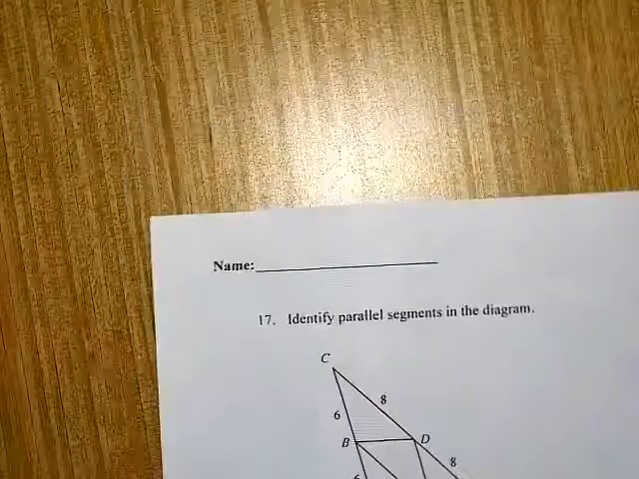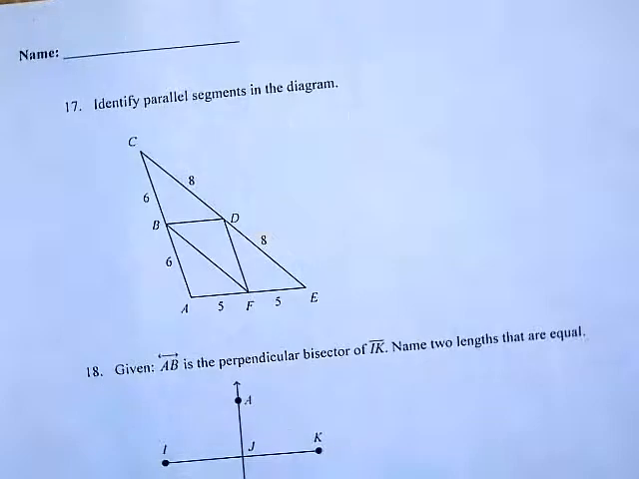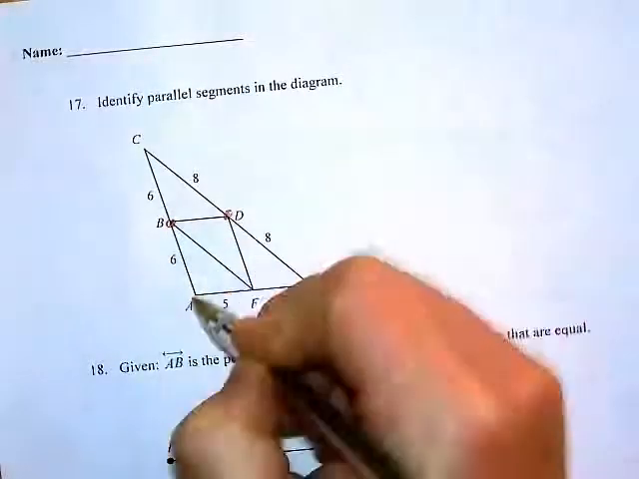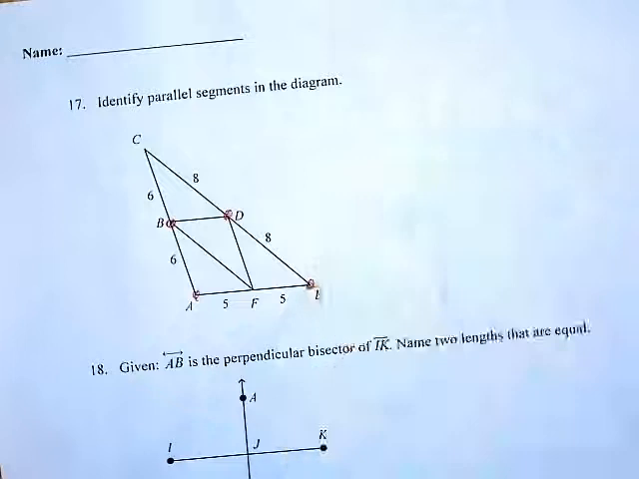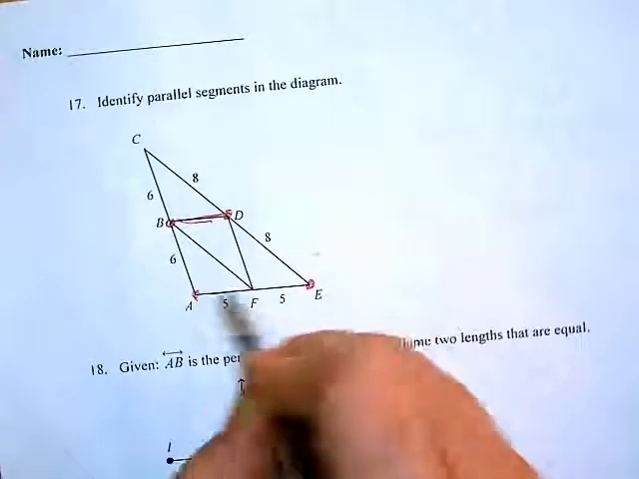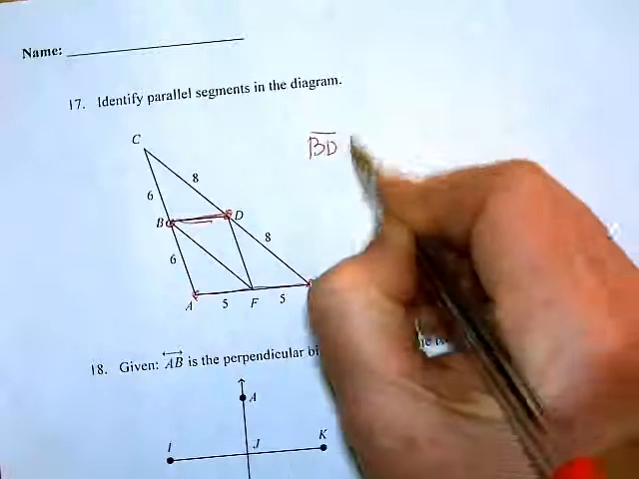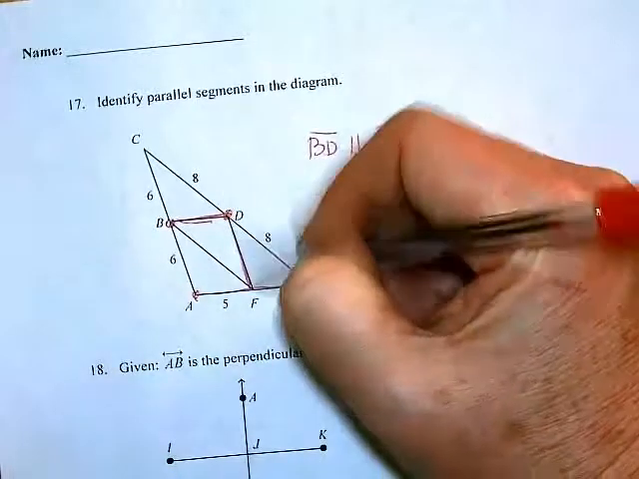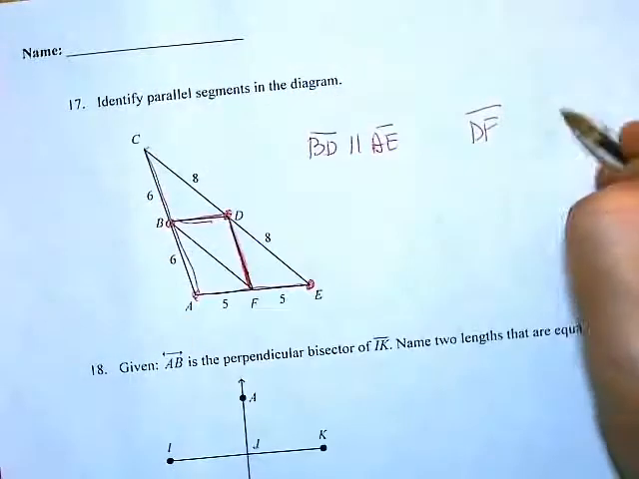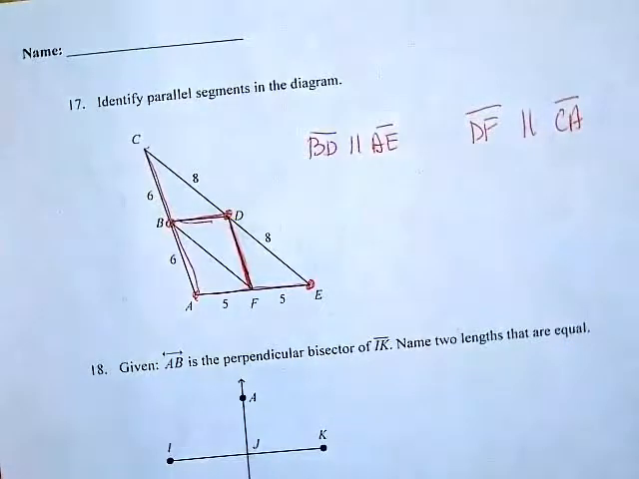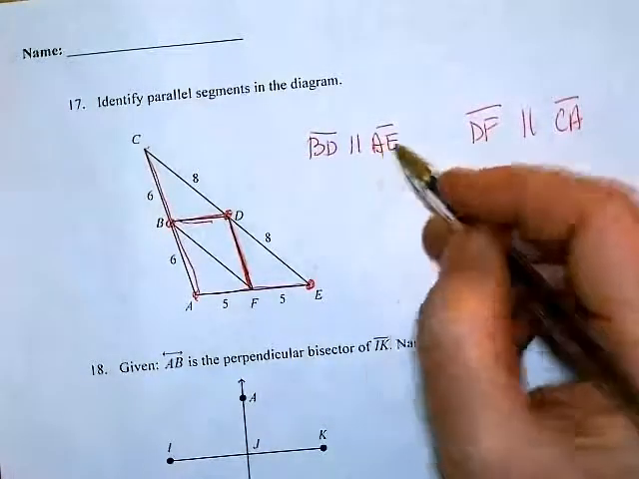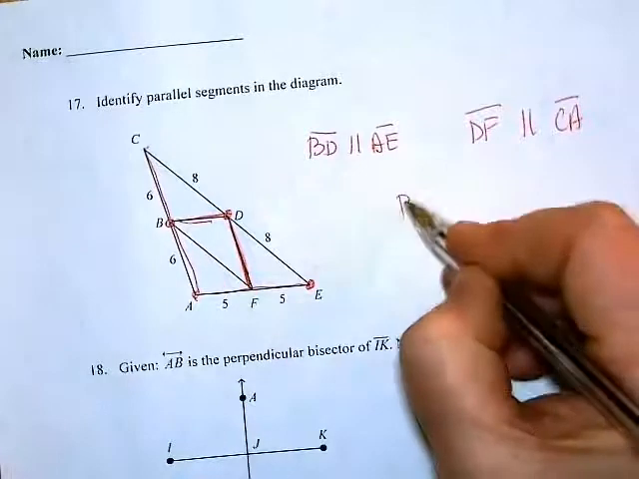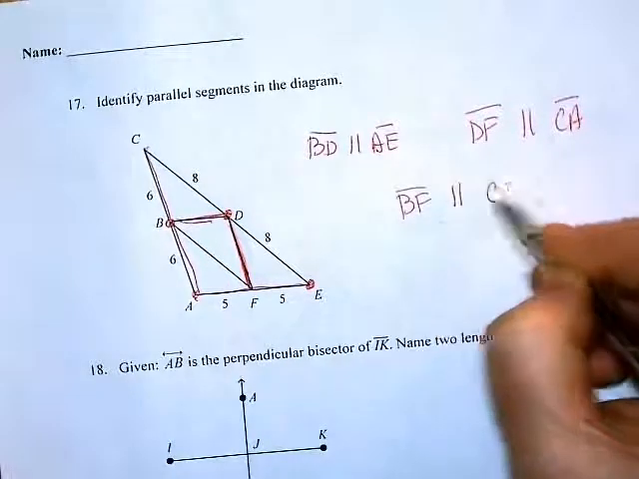17. Identify parallel segments in the diagram. Parallel segments would be the midsegment and the other piece of the triangle. So one pair would be BD is parallel to AE. Another pair would be DF, and it is parallel to CA. Yes, that's AE. It doesn't look like it, but that's what it is. And then BF is parallel to CE?